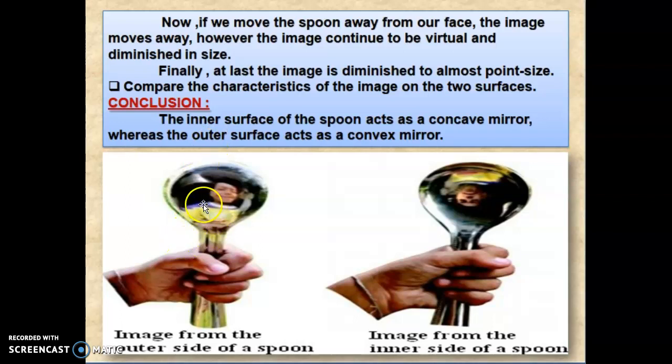You can see the image formed on the outer side of the spoon. On the outer side of a spoon you will get an erect and diminished image, whereas on the inner side of a spoon you will get an erect and enlarged image. So you can see the difference between the image formed from the outer side and the inner side of the spoon.